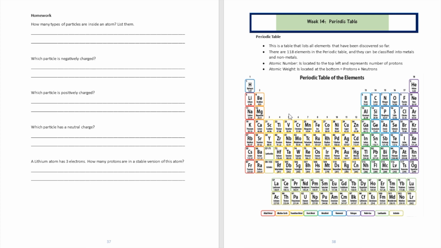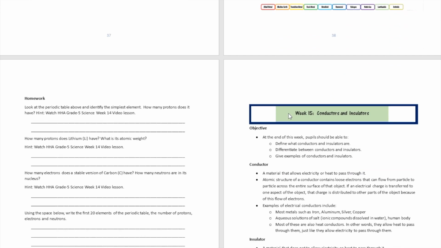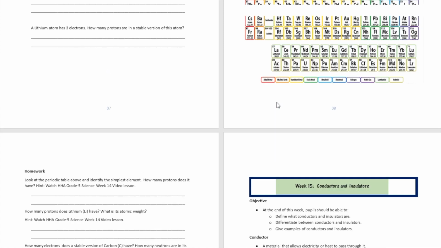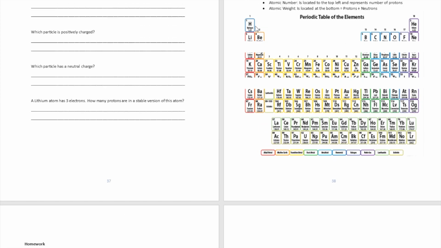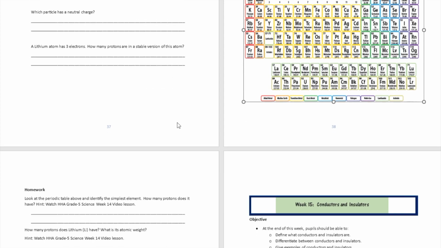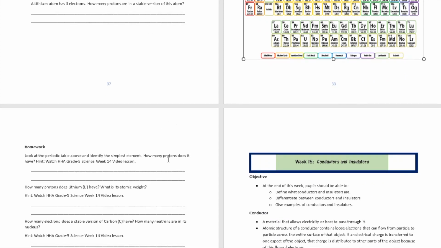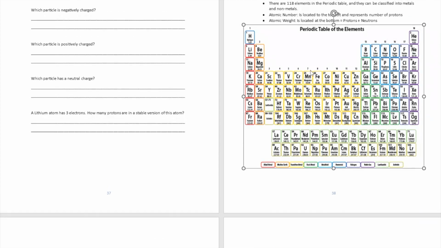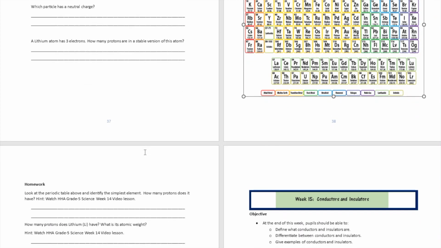So let's try to commit some of these things to memory by answering some questions right now. Look at the periodic table above and identify the simplest element. The simplest element is the element that has an atomic number of 1, and that's going to be hydrogen. Just like you can see over here, hydrogen is 1, and that's the simplest element in the periodic table. Then you're going to ask yourself, how many protons does it have? Well, 1 proton. All right, hydrogen has 1 proton.